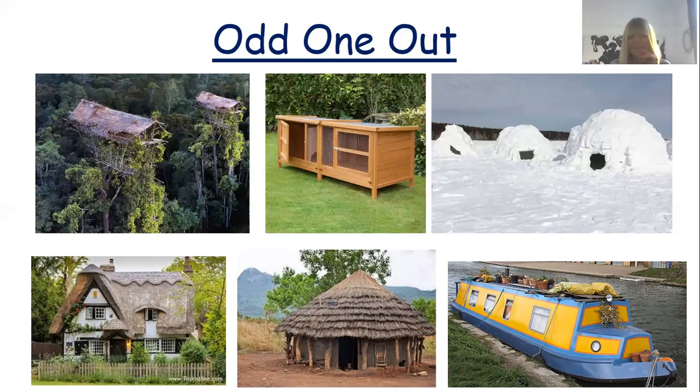But then there are other ones that you could say are odd. You could say they're all homes for something or someone, but there's only one that is a home that's on the water. So the houseboat could be the odd one out. Have a think and see if you can think of any other ones that could be odd compared to the others.